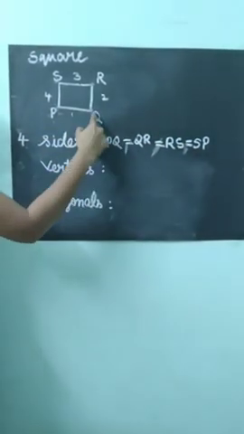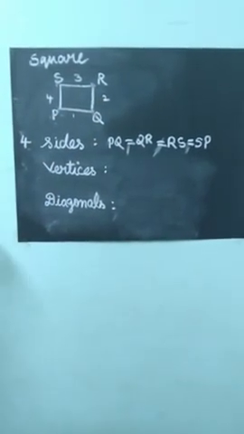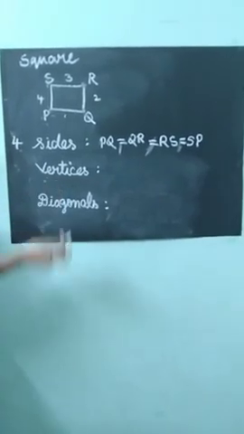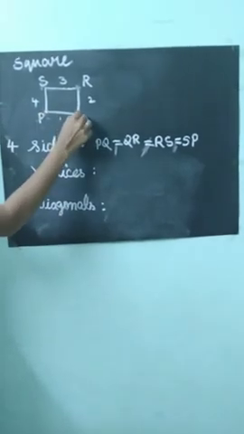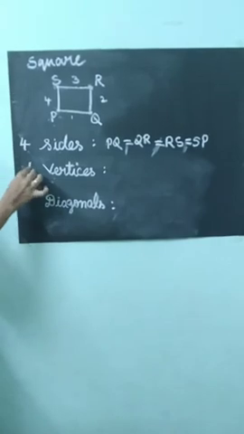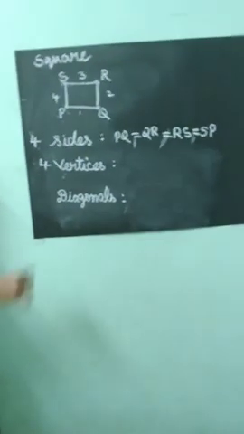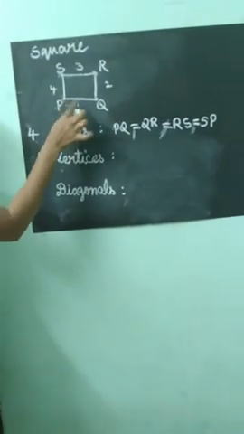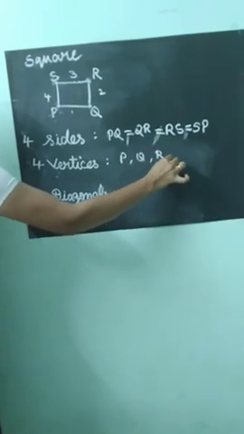So PQ equal QR equal RS equal SP. Okay ma? Now the next point is vertexes. So vertexes means corner, isn't it? No. How many corners are there? 1, 2, 3, 4. Okay ma? 4 vertexes are there. And what are they? P, Q, R, S. So P comma, Q comma, R comma, S. Okay ma?